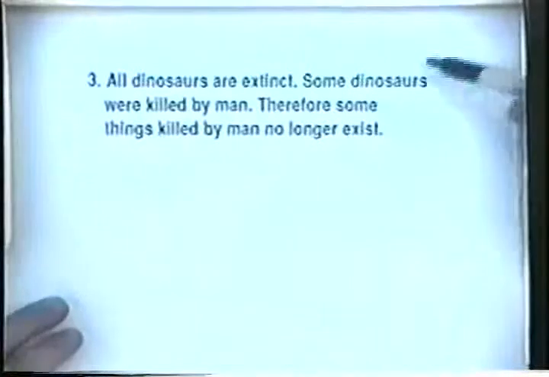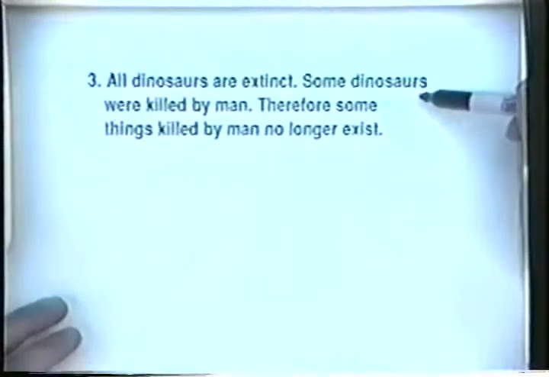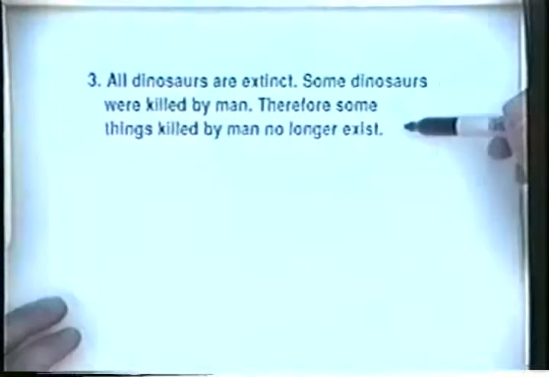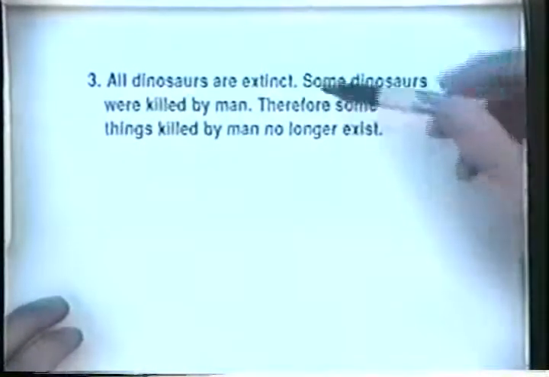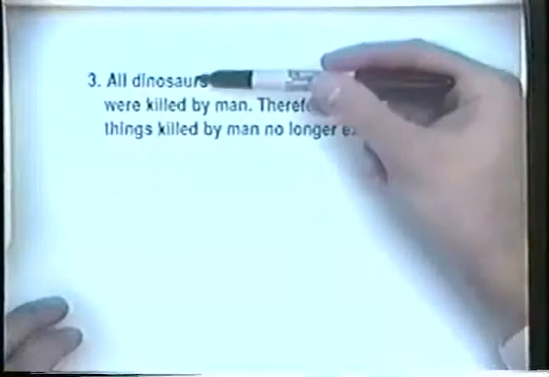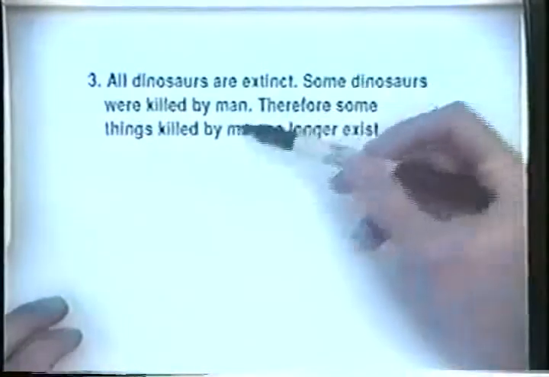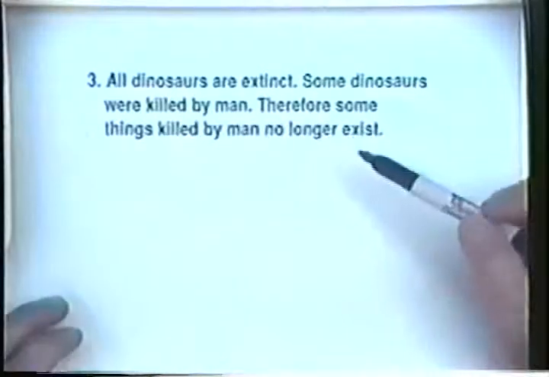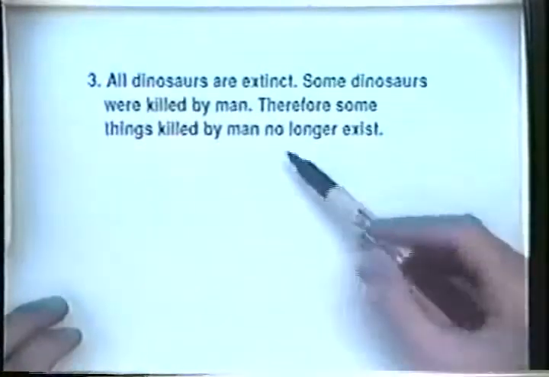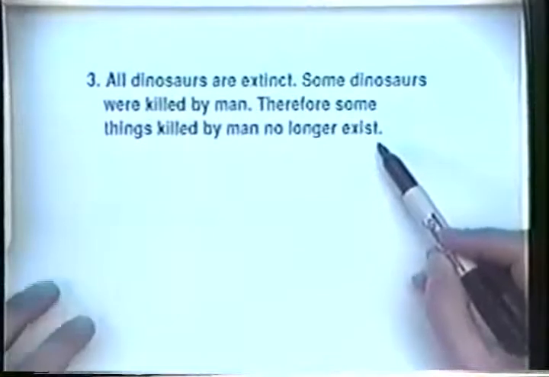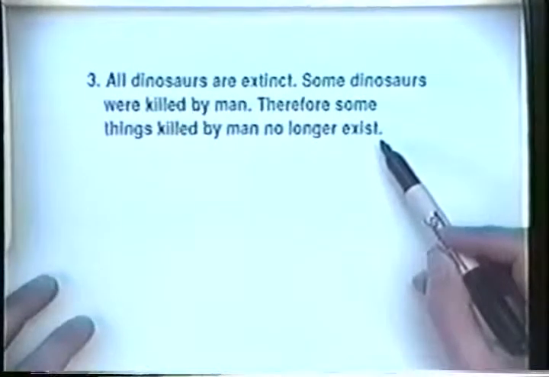Okay, let's look at number 3. All dinosaurs are extinct. Some dinosaurs were killed by man. Therefore, some things killed by man no longer exist. Well, you may count the terms here if you wish. We've got dinosaurs, that's one term. Extinct things, that's another term. Dinosaurs again. Killed by man, that seems to be a third term. Then we've got no longer exist, or things that no longer exist, as a fourth term.